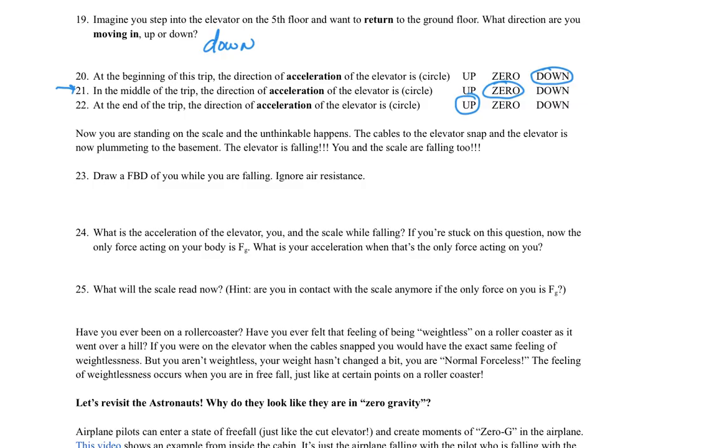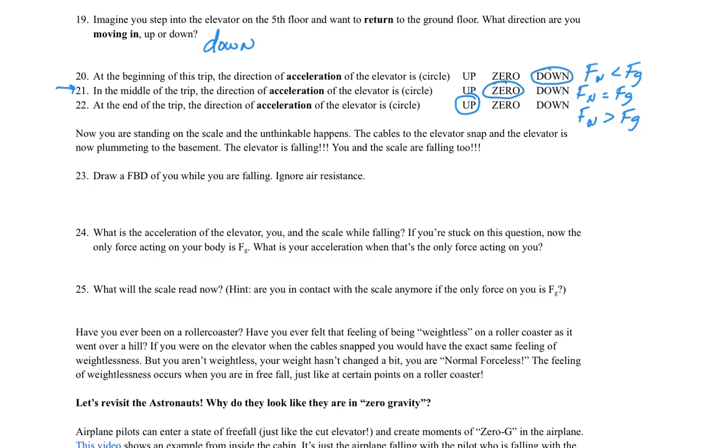If we look back at question 20 and your acceleration is down, that means your total force must be down. That means that the normal force must be less than the force of gravity. For the middle part of the trip, when we're going at a constant velocity, the normal force has to equal the force of gravity. And when the acceleration is up, the normal force has to be greater than the force of gravity.